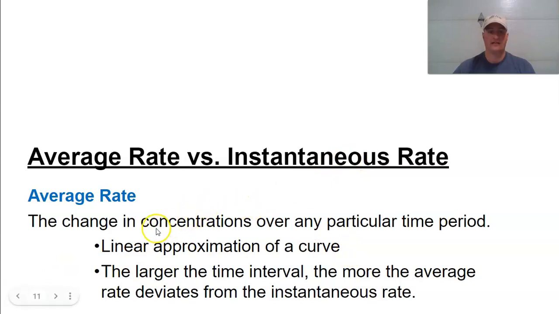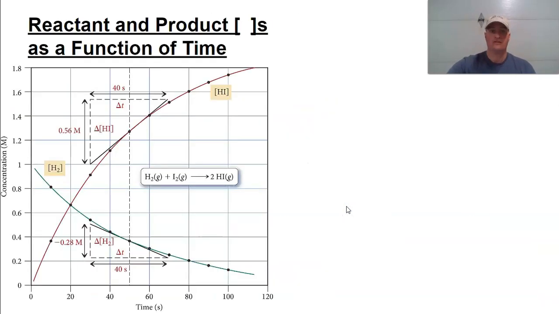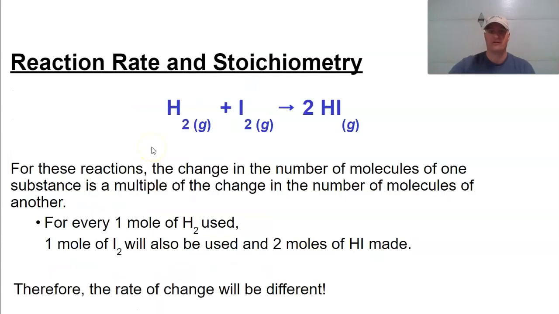So average rate is the change in concentration over any particular time period. If I go back, this thing's always stubborn. This would be similar to this rate here. So what is the average over time? It's a linear approximation. The wider the time scale, the more it's going to deviate. If we did, again, a linear approximation from 0 to 120, that's going to produce a straight line, which will be very different than the curve.